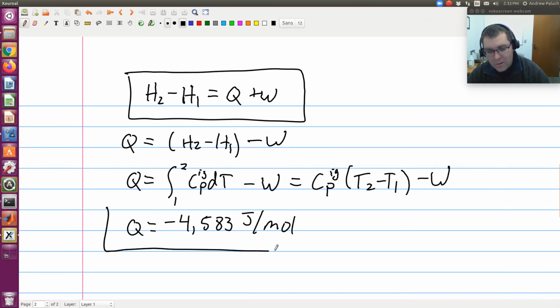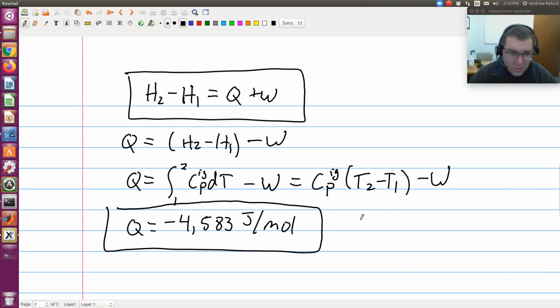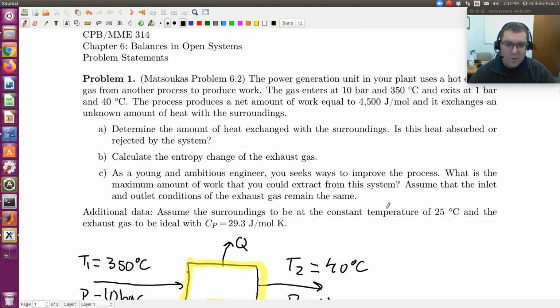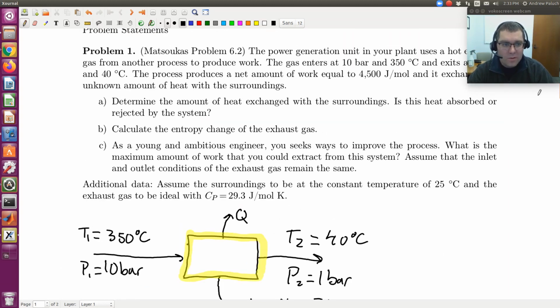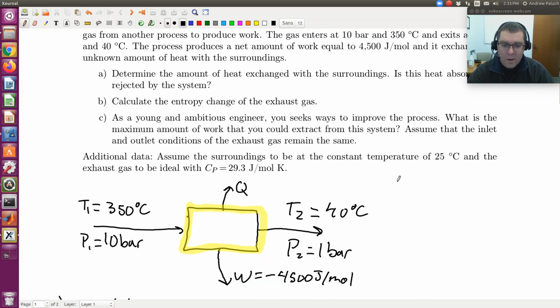Okay. And since Q is negative, that's going to correspond to rejected heat. The heat's going from our system to our surroundings. So in terms of my picture, I got the arrow right: this is heat rejected from my system to my surroundings. Okay, and I suppose that makes sense, right? My temperature is cooling in addition to the pressure dropping. So our system's performing work and it's rejecting heat.